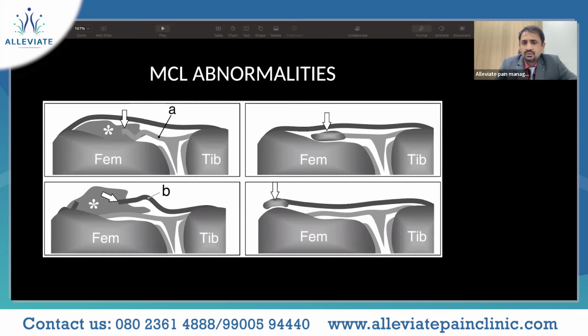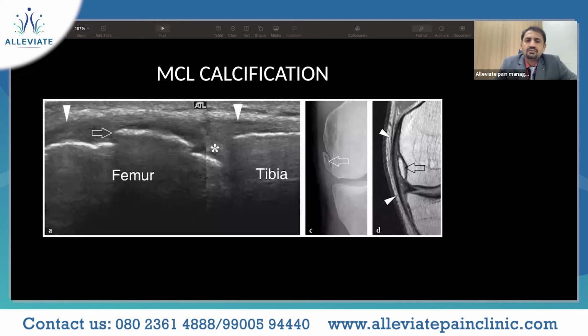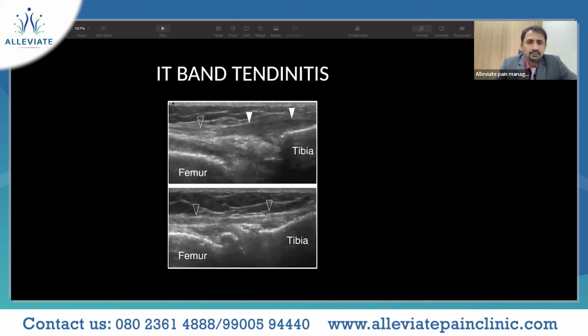In these cases, you can see the arrow depicts your bony avulsion, which could be present with superficial and deep components of the medial collateral ligament. This is again a case of medial collateral ligament calcification, which is compared with the radiograph on the right side, and there is a big calcification which is present, and also there is thickening of the medial collateral ligament.